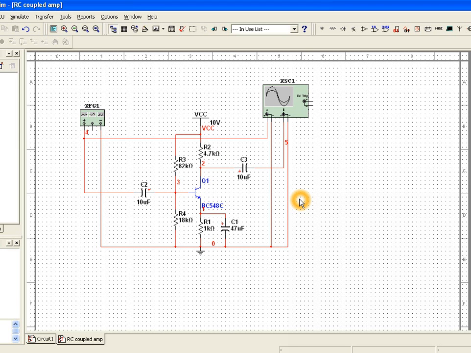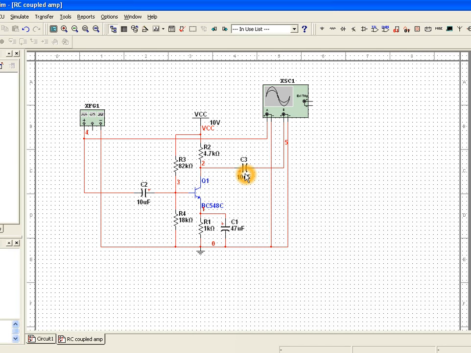Now let's get to the working of the circuit. When the input is provided to the base emitter junction, the biasing levels change due to the variation in the voltage at the base emitter junction. This results in a change of collector current across the load, which is passed on to the output via C3.